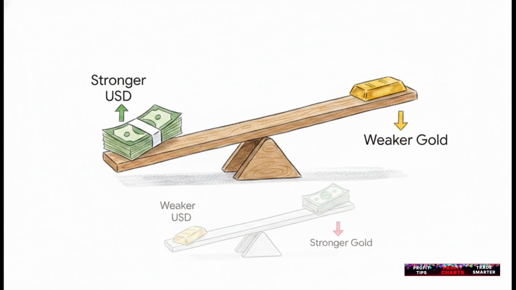Gold is priced in US dollars across the globe. So when the dollar gets stronger, gold literally becomes more expensive for foreign buyers to get their hands on. Naturally, that kills some of the global demand. But flip that around. If the US dollar is weakening, well, that gives gold the breathing room it needs to rally. It's kind of like a giant seesaw. One goes up, the other usually goes down.